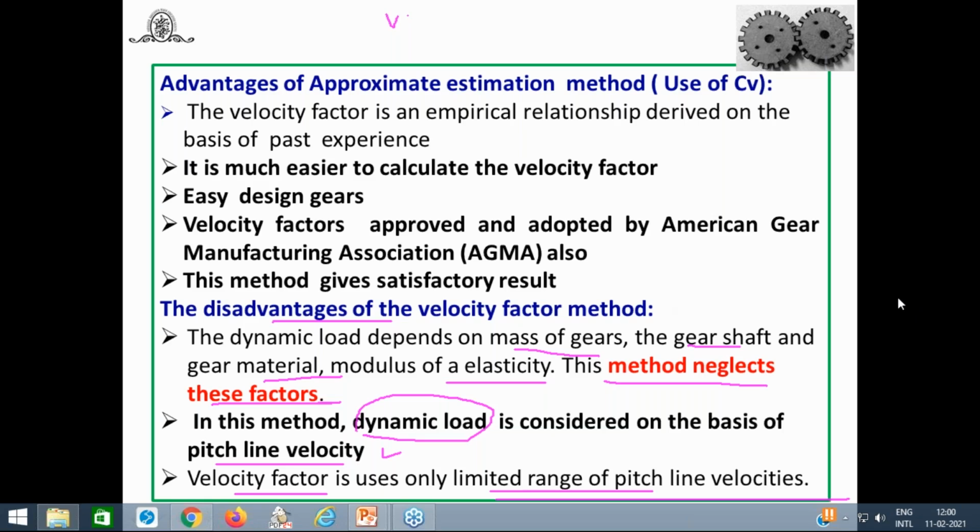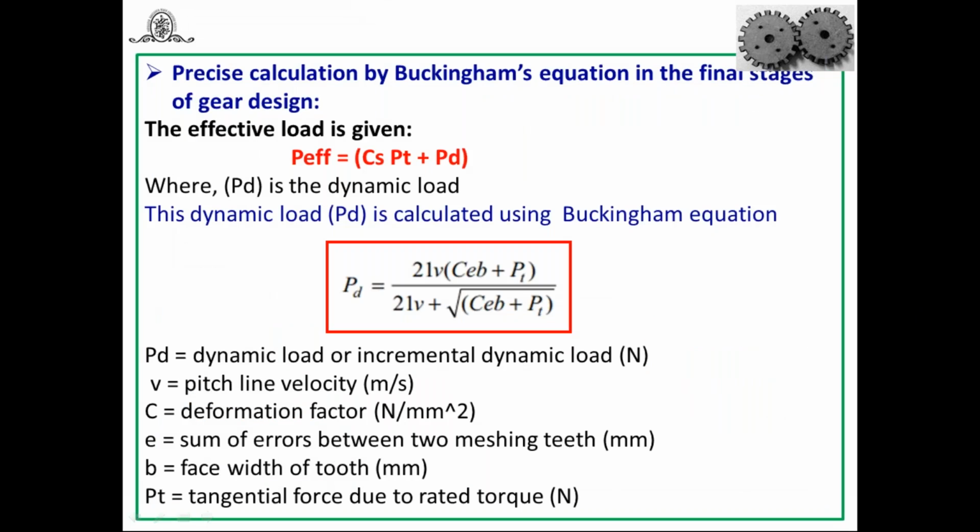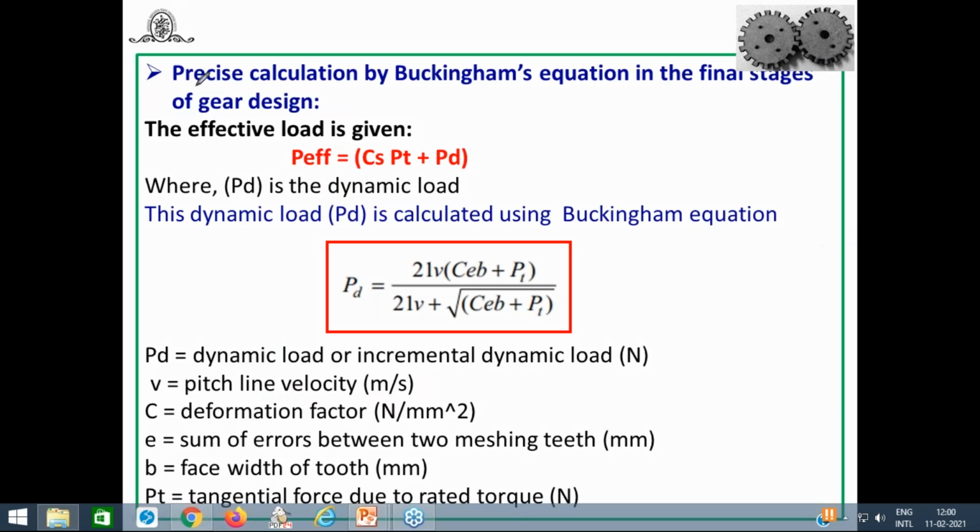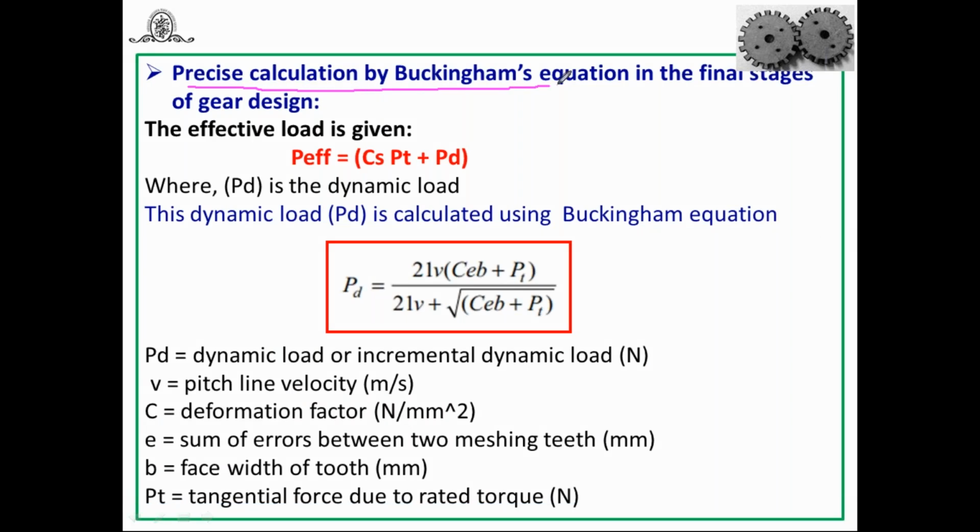Now we are going to discuss the second method. What is the second method? The second method is the precise calculation by Buckingham equation in the final stages of gear design. Now give attention towards this method, so you will get the idea. By using the velocity factor, one approach is to find out P effective, and the second method is Buckingham's equation. Try to understand. We use Buckingham's equation to find out the dynamic load. The precise calculation method, Buckingham's equation, that we are going to use.